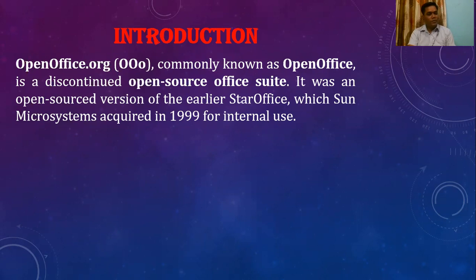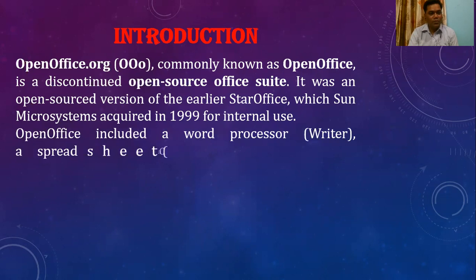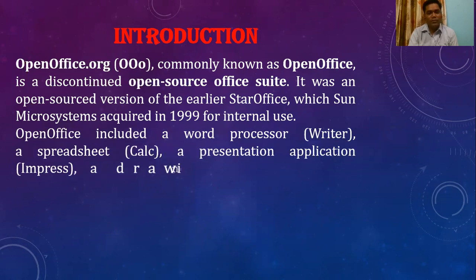It was an open sourced version of the earlier Star Office. Earlier, it was known as Star Office, which Sun Microsystems, a company just like Microsoft, developed. Sun Microsystems is a company which developed software in the field of software. It is a leading company that acquired it in 1999 for internal use. OpenOffice included a word processor.